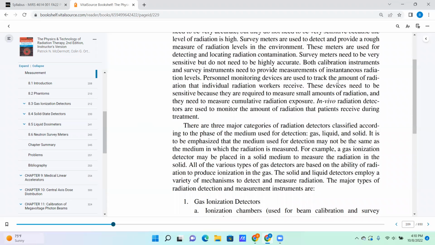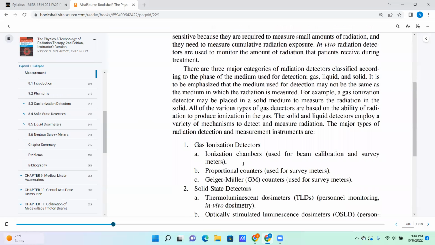Personnel monitoring devices are used to track the amount of radiation that individual radiation workers receive. They need to be sensitive because they are required to measure small amounts of radiation, and they need to measure cumulative radiation exposure. In vivo radiation detectors are used to monitor the amount of radiation the patients receive during treatment. So each one of these types of devices has different attributes because we use them for different types of situations.